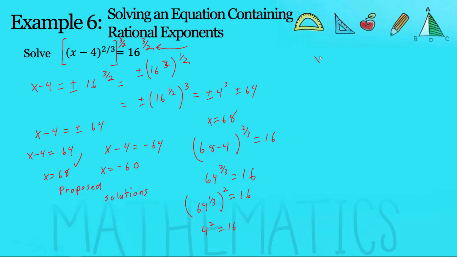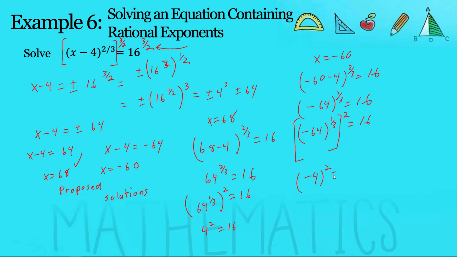Now for x equals negative 60, that will give us negative 60 minus 4 raised to the 2/3 power is equal to 16. That's negative 64 raised to the 2/3 power is equal to 16. And we can evaluate this as negative 64, the cube root of that, the entire thing squared, is equal to 16. Well, the cube root of negative 64 is negative 4. And if you square that, yep, you get 16.